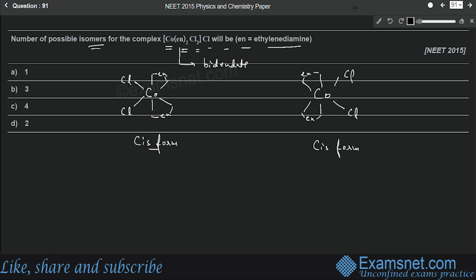Now we'll try making the trans form. In trans form, similar groups are present opposite to each other. So this is cobalt, 6 bonds are there. Suppose chlorine is here, another chlorine will be here, ethylene diamine this side, and one ethylene diamine this side. Now if you try making the mirror image of this, it will look exactly like this. The structure will not change, so it will be considered as only one isomer. So total number of isomers that are possible here is 1, 2 and 3. So option B, 3 will be the correct answer.